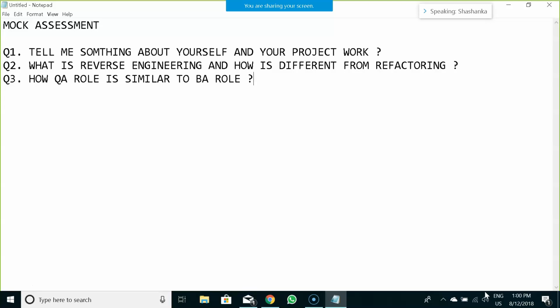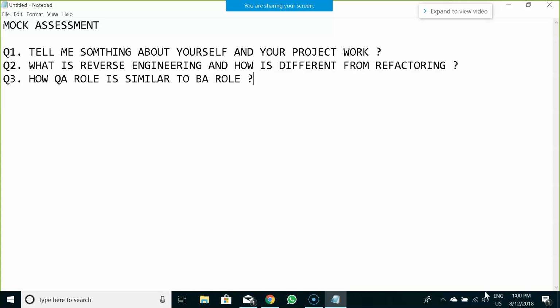As a BA, my role would be to work on the end-to-end development of the entire project, whereas the quality assurance team would be part of some aspects of the development of a project, like test scenarios and writing test cases. As a BA, I can also help the QA team to write test cases and test the acceptance criteria. So these are the similar aspects.